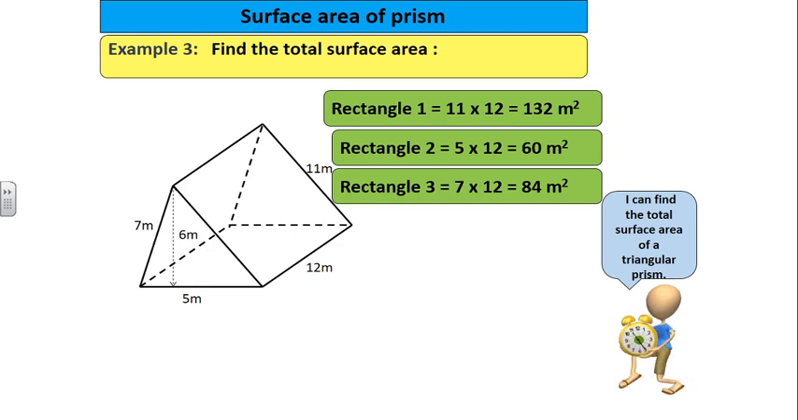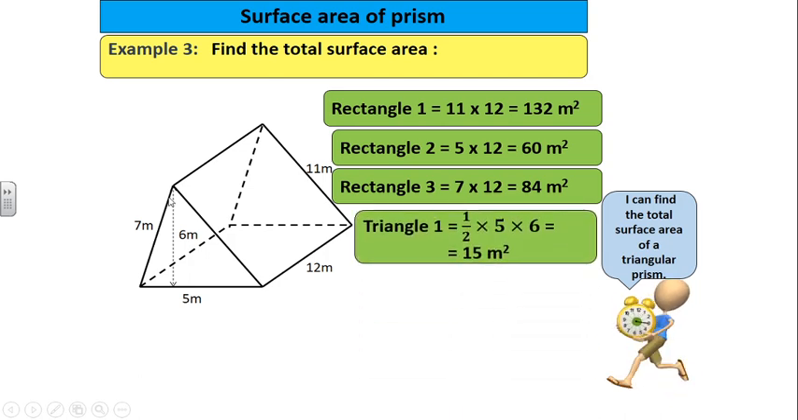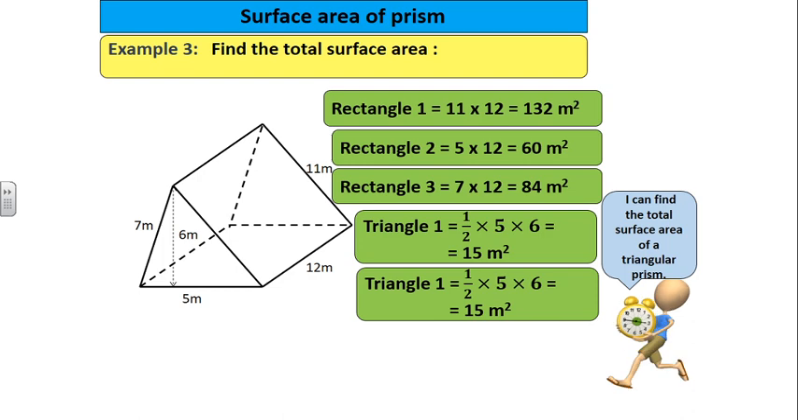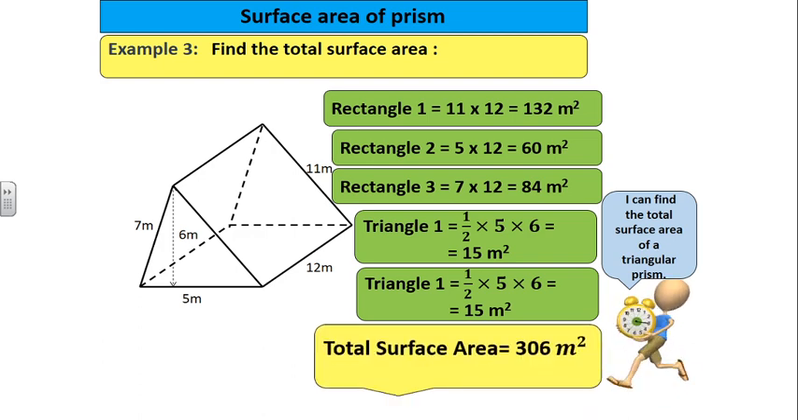Okay? Then you've got the triangles. So triangle 1, it's 5 across the bottom, 6 high. Ignore the 7 because it's the height you want. So 5 times 6, which is 30, and then you must half it for your triangle to give you 15. Okay? The other triangle is identical to that one, which is also 15. And then finally, you must add up your answers, which gives you 306 as your final answer. If you got that, really well done.